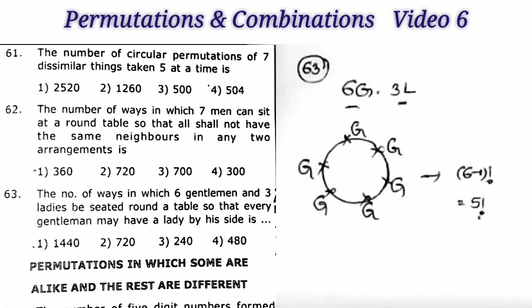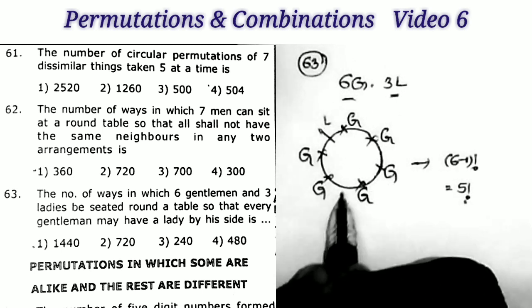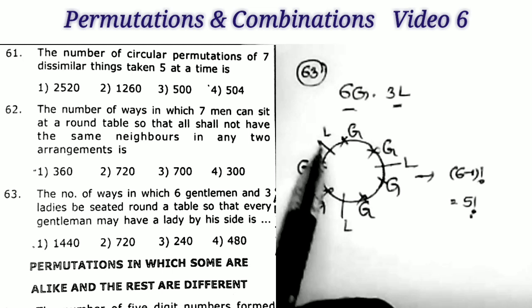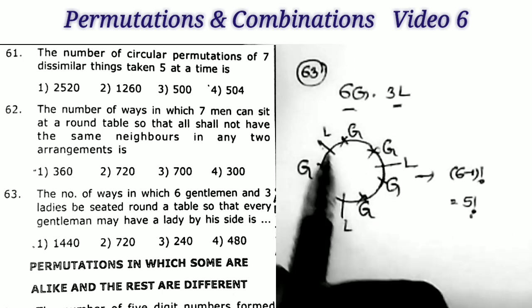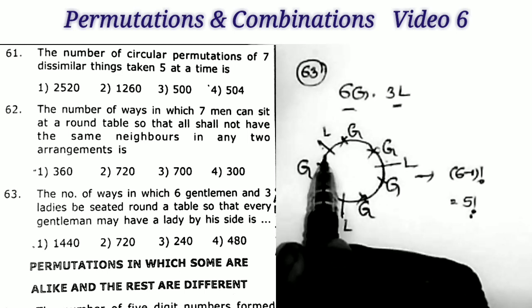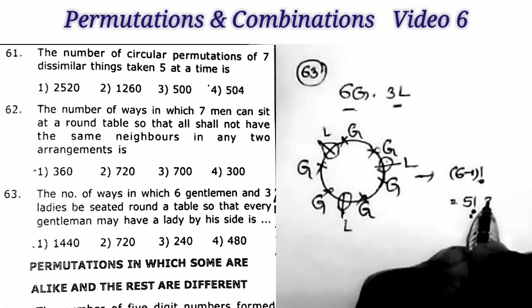What is the condition here? Every gentleman may have a lady by his side. That is, here we put one lady, and here one lady, and here one lady. In this case we say that every gentleman has a lady by his side. That is, we have to arrange the ladies like that. We have to arrange the 3 ladies in these 3 places. That can be done in 3 factorial.